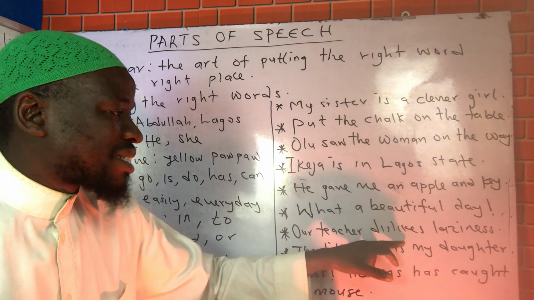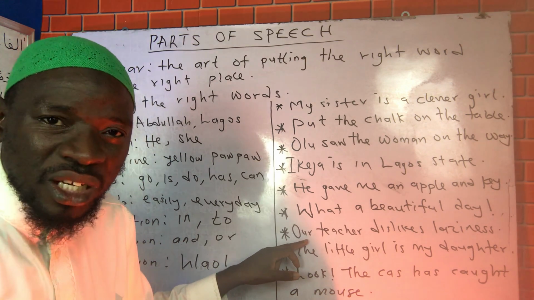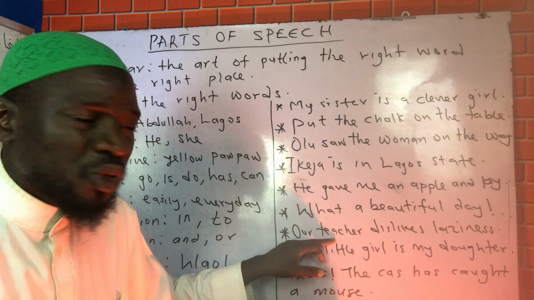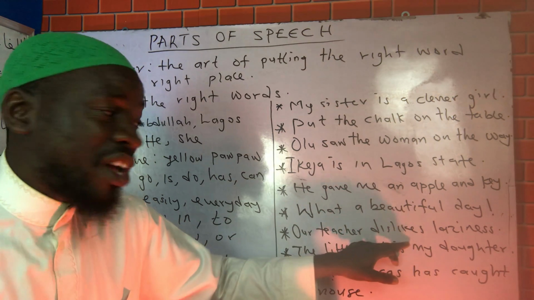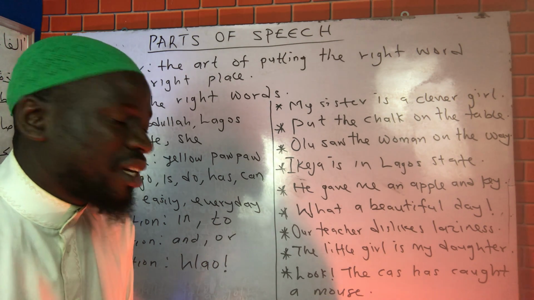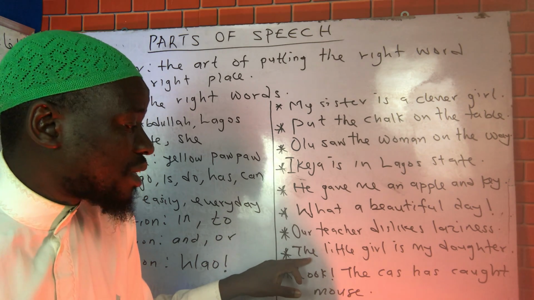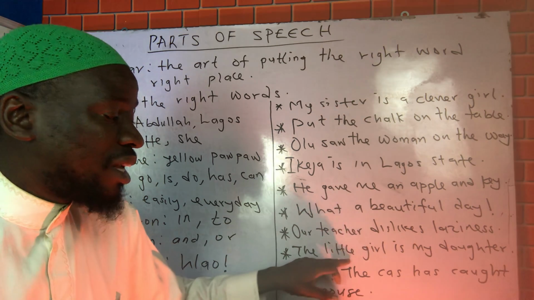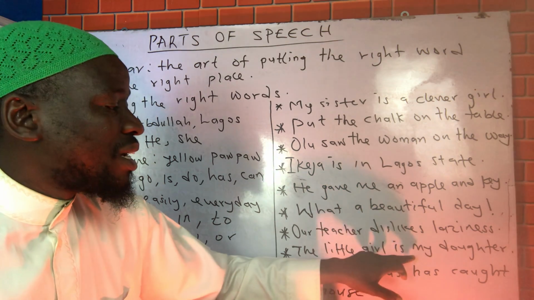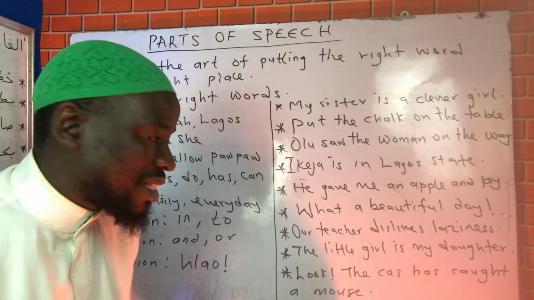Our teacher dislikes laziness. Whose teacher? Our teacher. Our here is an adjective. Then we have teacher to be a noun. Dislikes, a verb. Laziness, a noun. The little girl is my daughter. The is an article. Little girl. Little is an adjective. Girl is the name of a person. Is is a verb. My daughter. My is an adjective. Then daughter is a noun.